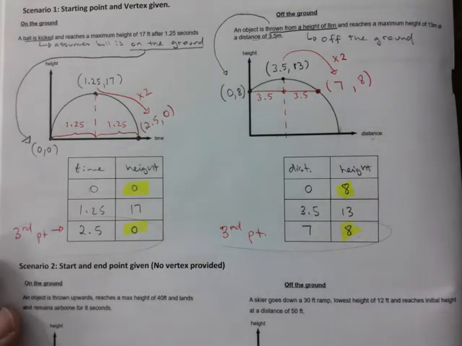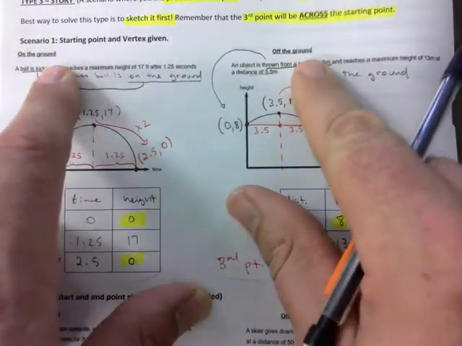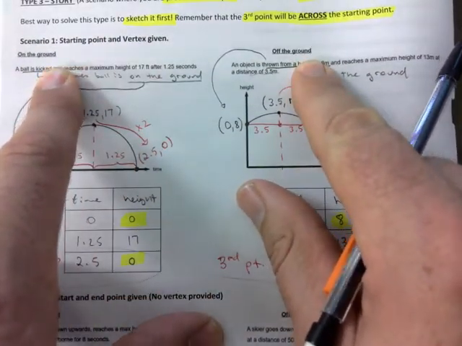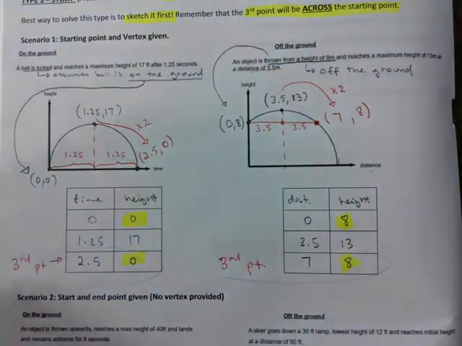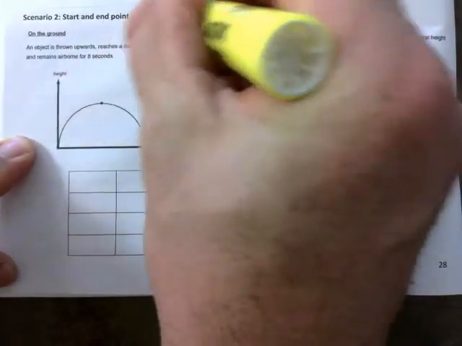All right, scenario 2. So in both of these, the vertex was given, okay? Both of these scenarios, vertex 1 on the ground, 1 off the ground. Now, scenario 2. Start and end point given, no vertex provided. So this is different, right? No vertex provided. So this will be the other way around.